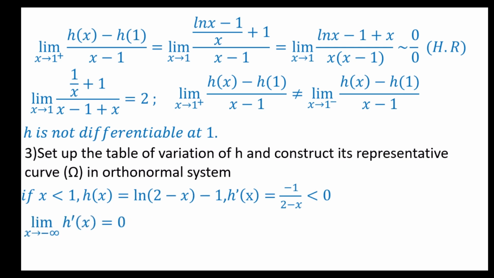Limit of h prime of x as x goes to minus infinity equals 0. Here the limit is 0. Minus 1 over infinity is 0. Then the curve of h admits an asymptotic direction parallel to x prime x at minus infinity.